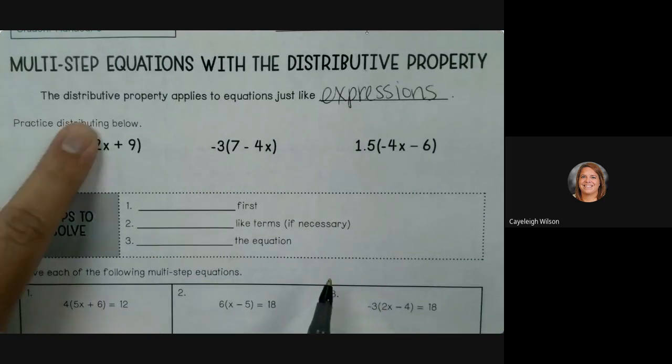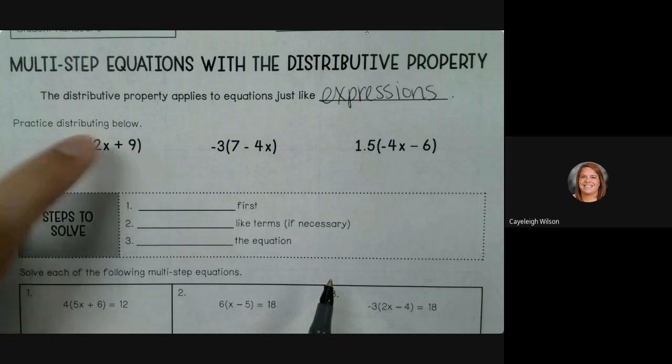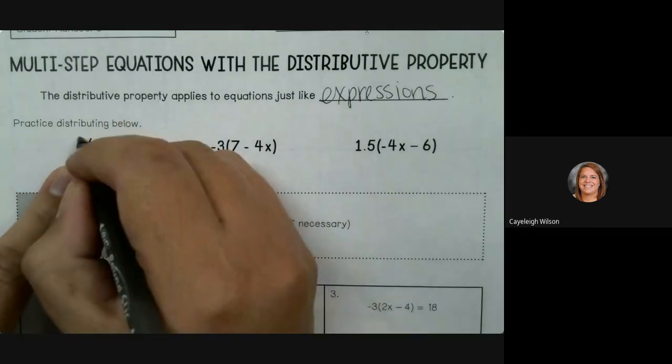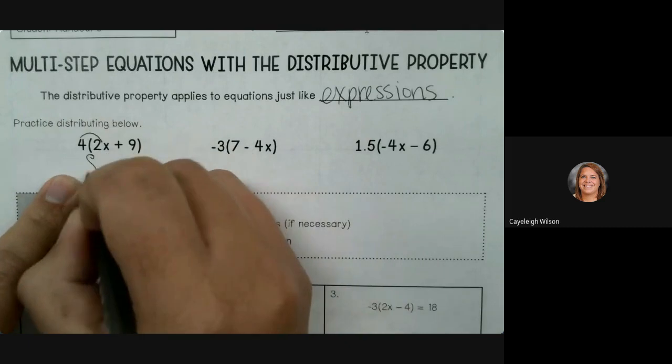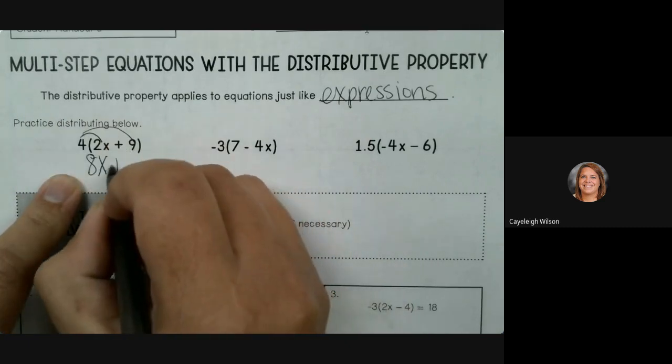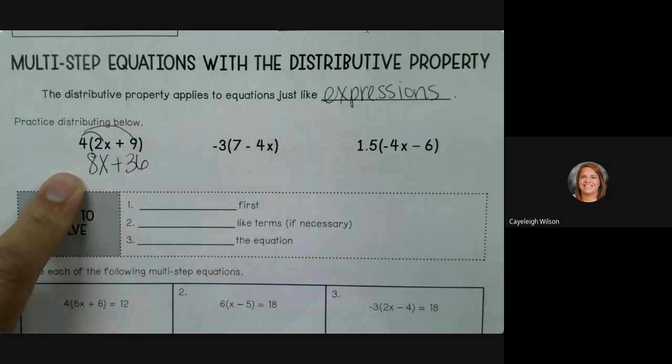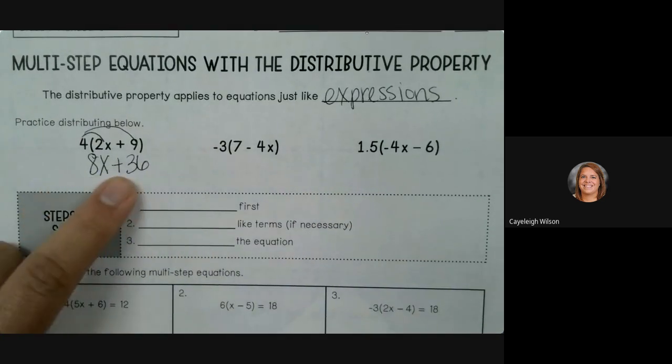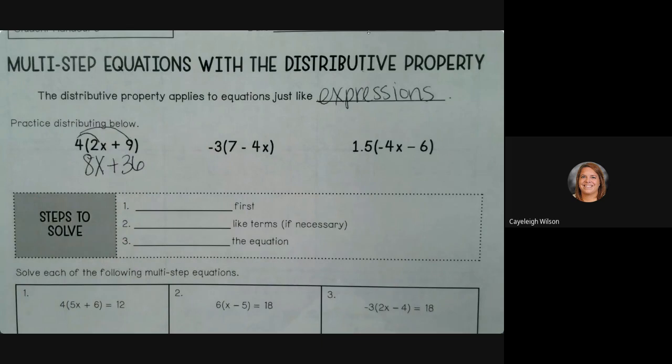So it says practice distributing below. Remember, when that number is up against the parentheses, distributing means that I take that number and I multiply it in the parentheses to both terms. So 4 times 2x is 8x. 4 times 9 is positive 36, so I put a plus 36. Then I would not put those together because they're not like terms.